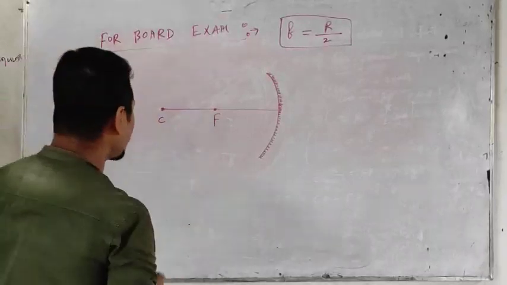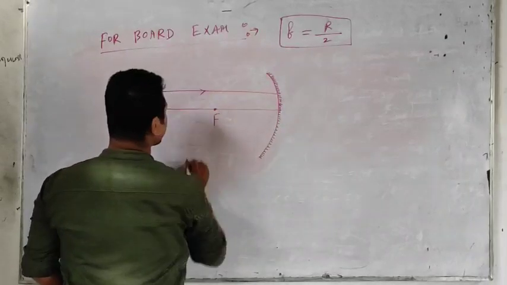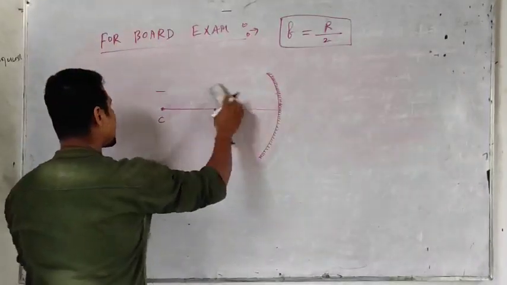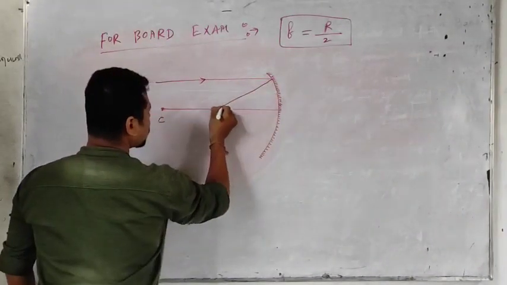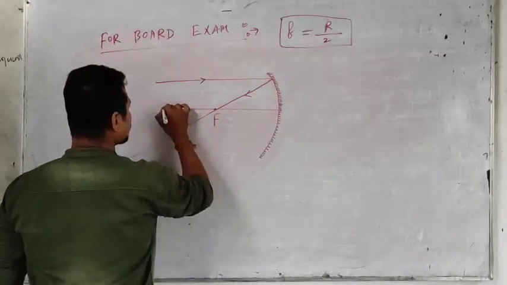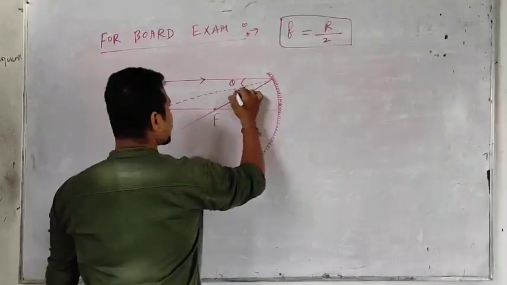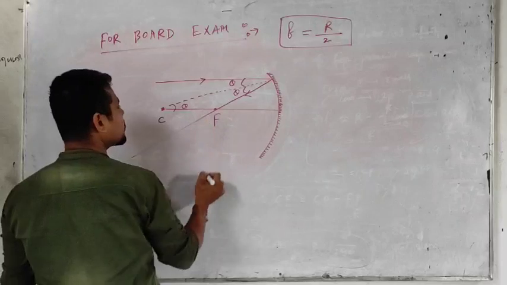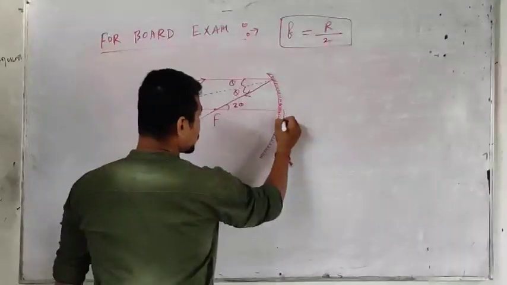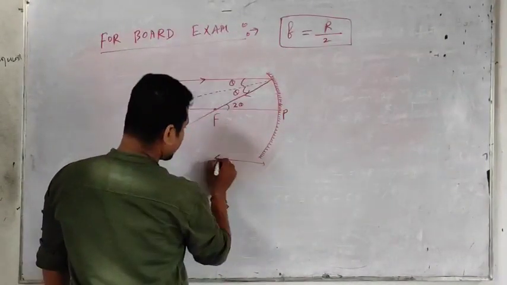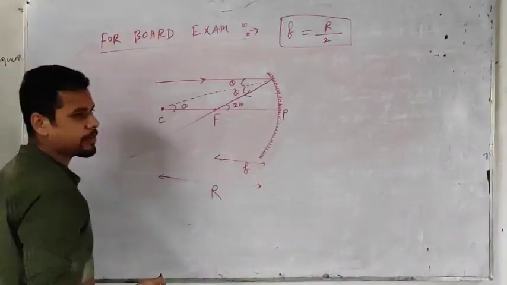So, let us consider a paraxial ray coming like this way. Okay. And this one is your normal. Let's consider the incident angle is theta, then the reflected angle will also be theta, then this angle will also be theta, and this angle will be twice theta. Okay. And this one is your pole, this one is your focal length and this one is your radius of curvature, right?